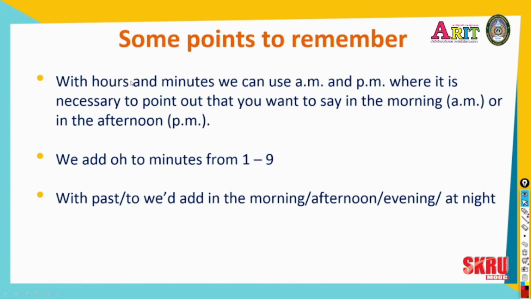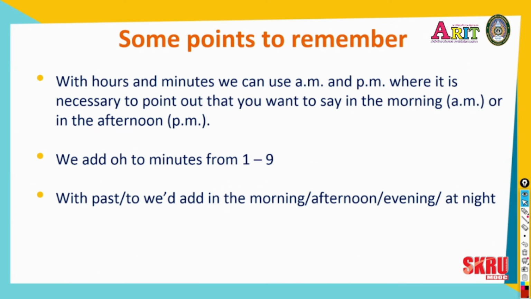So a couple of points to remember. With the hours and minutes, we use AM and PM where it's necessary to point out morning or afternoon. Most of the time we don't bother, because if I eat breakfast at 6 o'clock, of course I mean AM, morning. It's obvious, we don't need to clarify. I eat dinner at 6 o'clock. Dinner is an evening meal, so it's PM. Again, I don't need to say that.